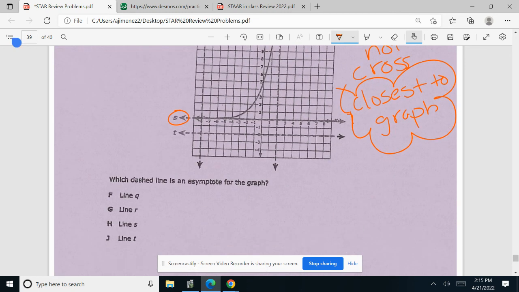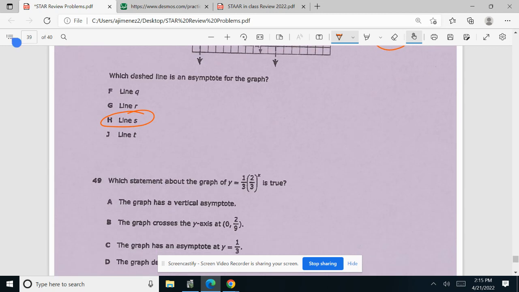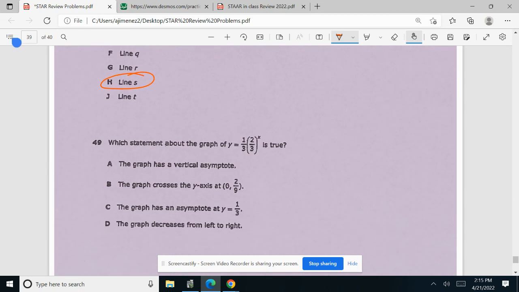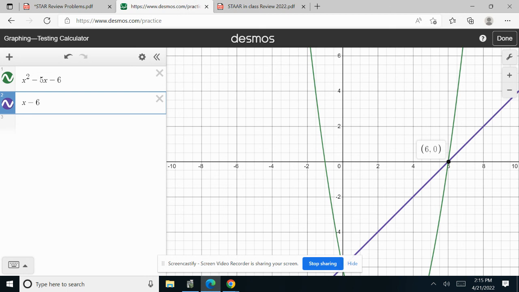All right? Which with this one. It doesn't have a vertical asymptote, it has a horizontal, so we cross this out. The y-intercept is the number in the very front. That's 1/3. Okay, that's my y-intercept. So that answer's out. Okay, you got two answers left. It says C, the graph has an asymptote of y equals 1/3, and D, it decreases from left to right. So let's graph it because we have no idea. You can use Desmos or the yellow calculator.